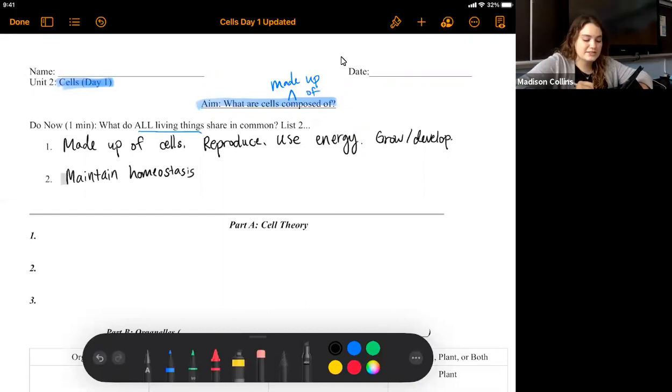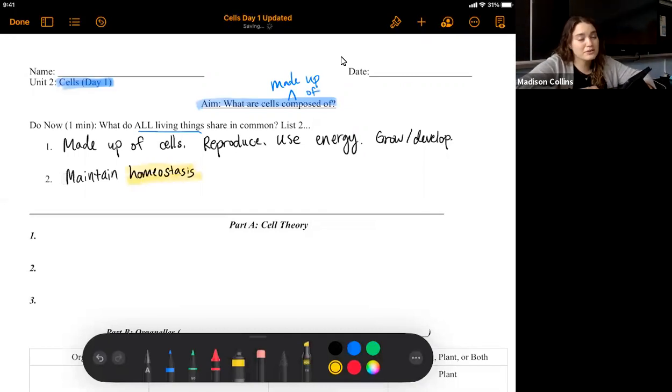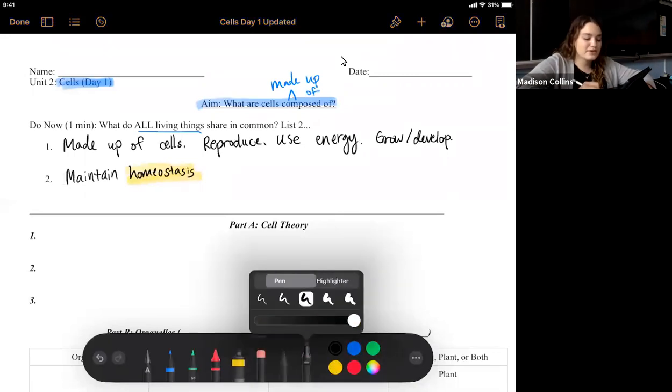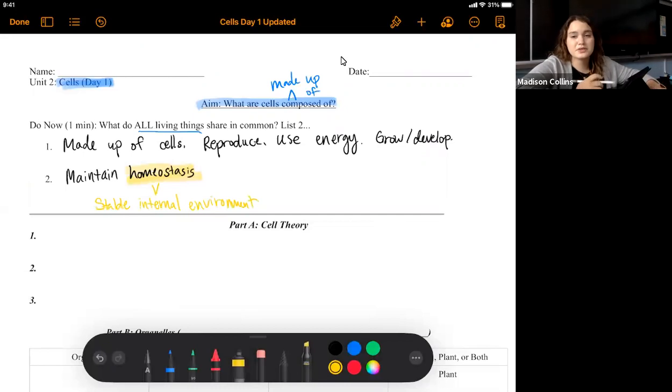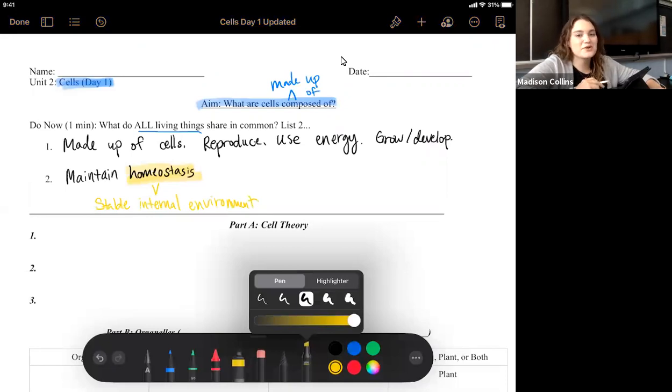Now, if you did not write this down, I would recommend pausing and writing this word down because you are going to see it a lot this year. And I mean a lot. You're probably going to see it way more times than you wish you would. But I want you to write down that word, and I want you to write down that homeostasis means a stable internal environment. We are going to talk more about that in the upcoming weeks, but I want to put that word on your radar because, as I said, you're going to see it a lot. So homeostasis is a stable internal environment.